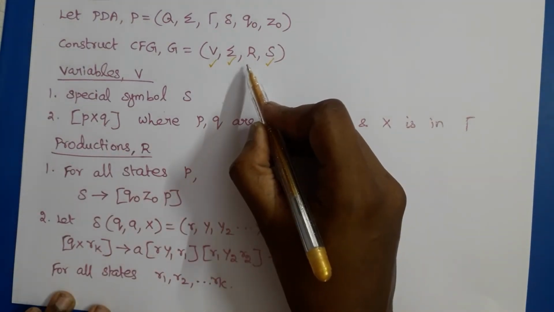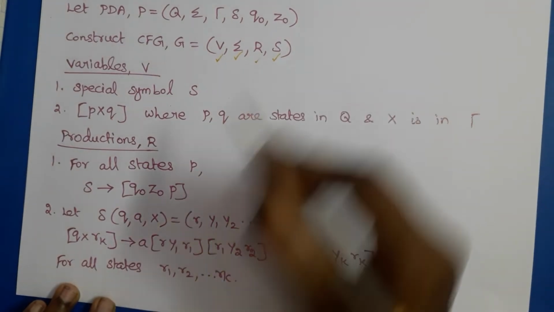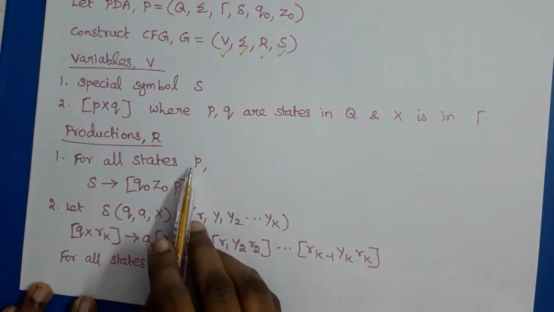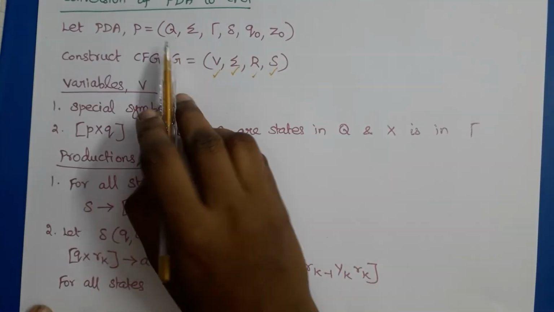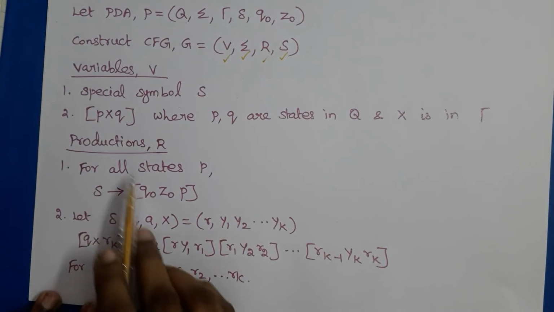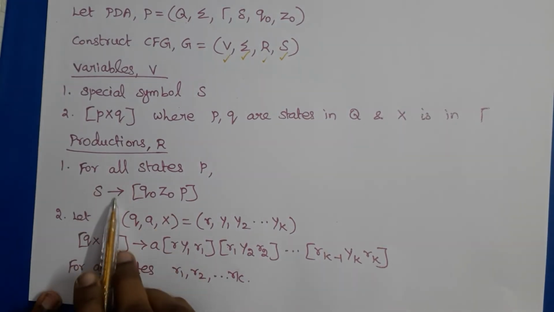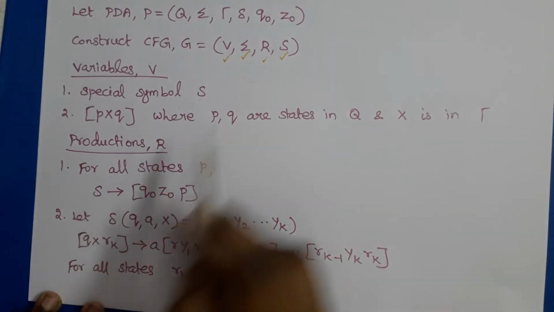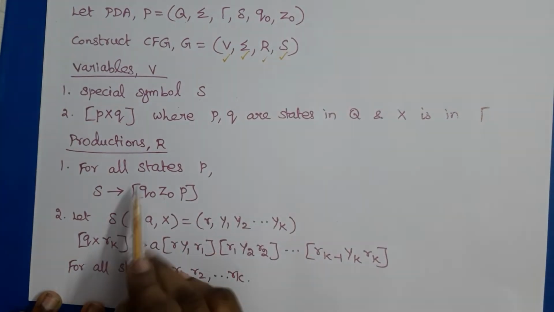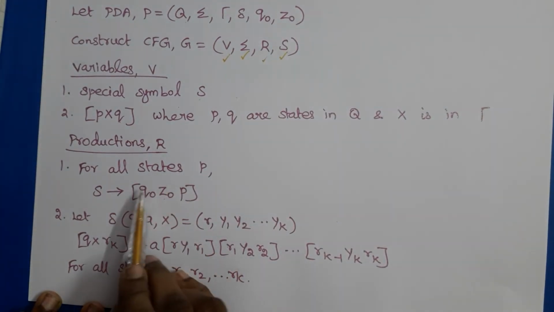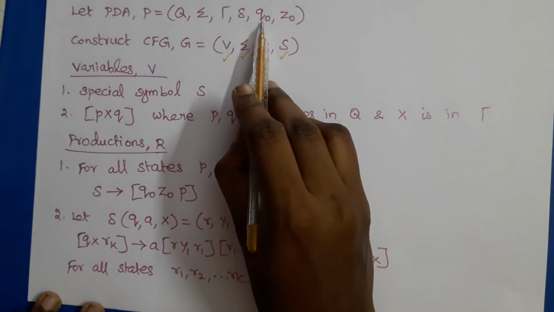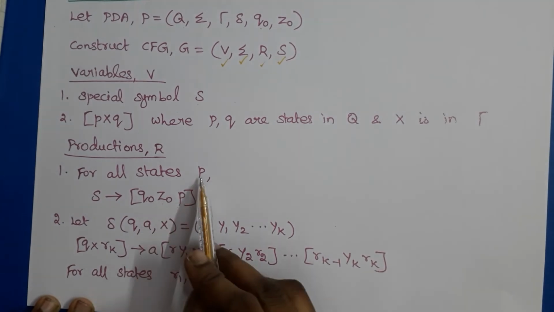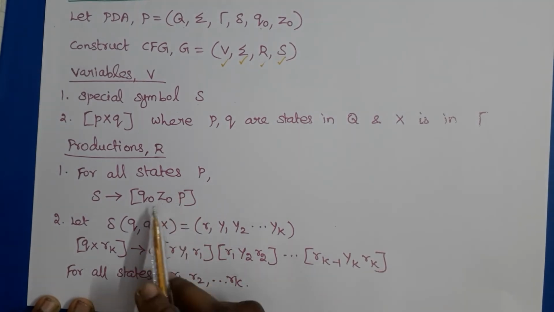Then we need to form the productions. There are 2 rules. The first one is for all states P in Q. For all states P in this capital Q, we have to write the set of productions like this: S tends to [Q0 Z0 P], where the start symbol of the grammar S tends to a single variable within square brackets, with the start state of the PDA Q0 and the starting symbol of the stack Z0. Then we need to write this for all possible choices of P.